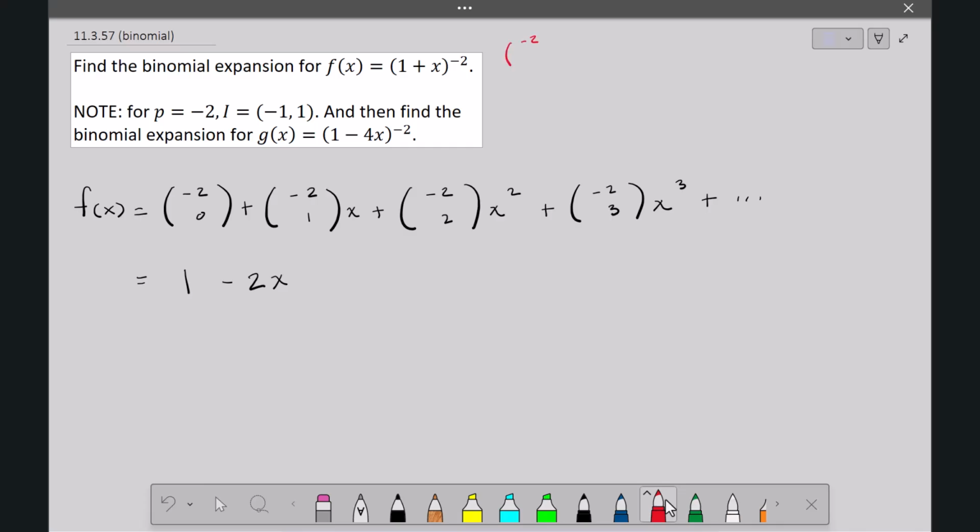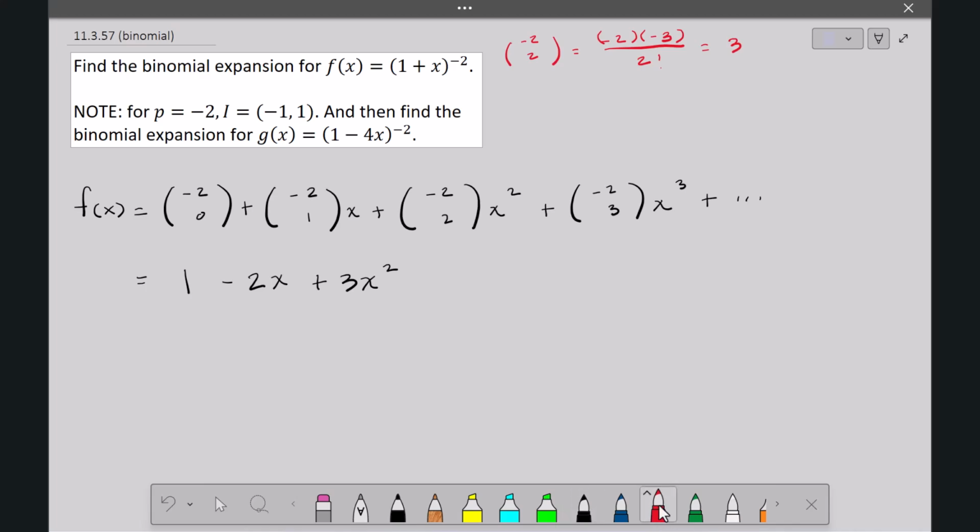Negative 2 choose 2. We start at negative 2, and we do repeated subtraction by 1 until we get to 2 factors. This is going to be positive 6 divided by 2, so we'll get 3. That will be our coefficient right here.